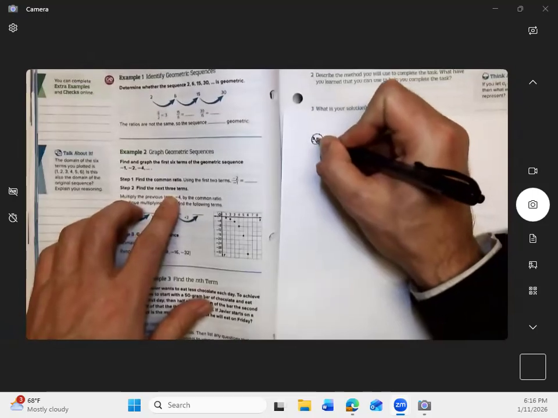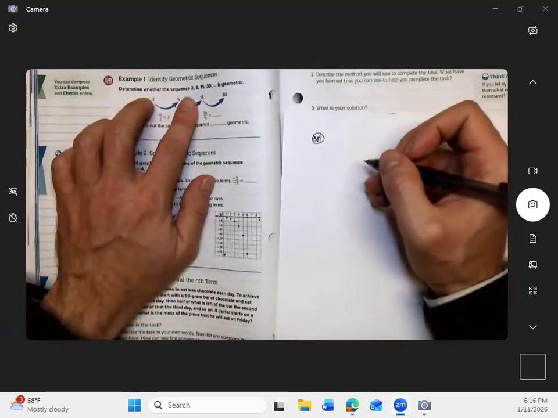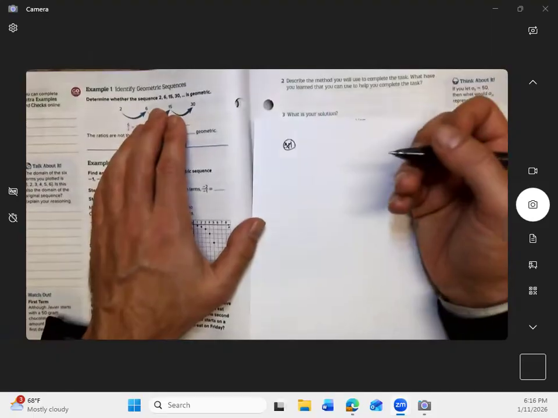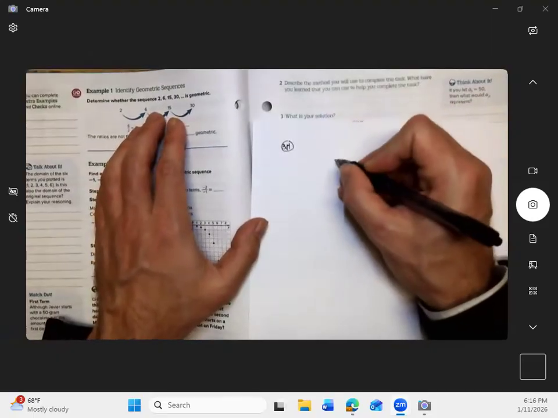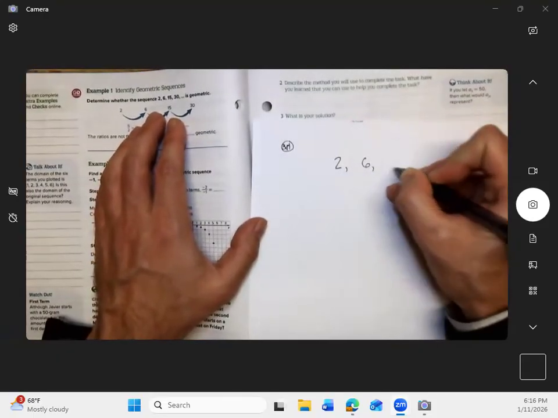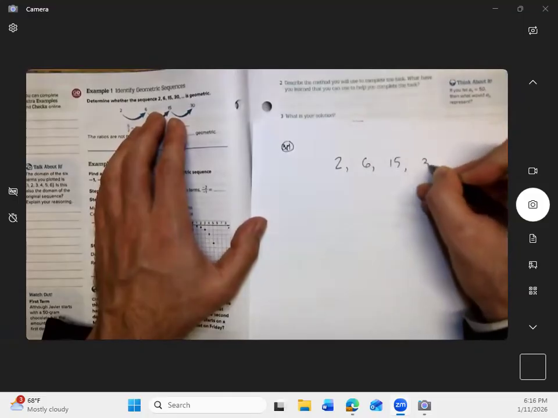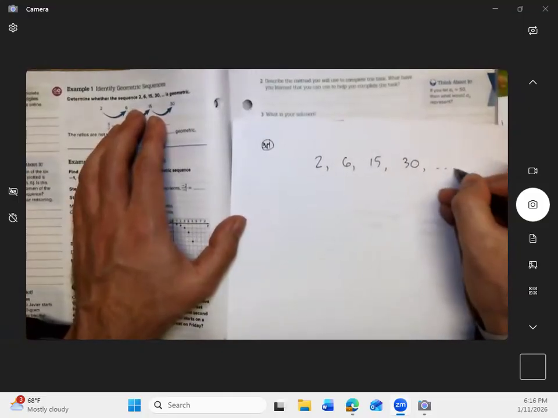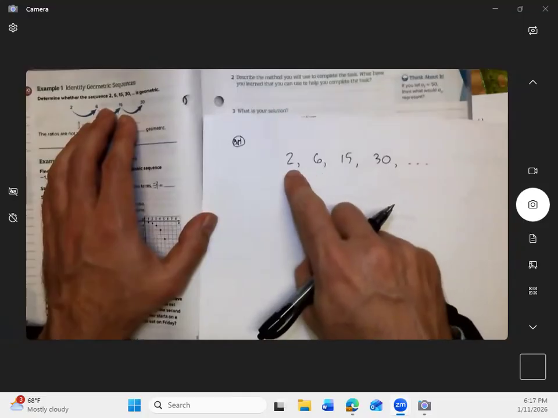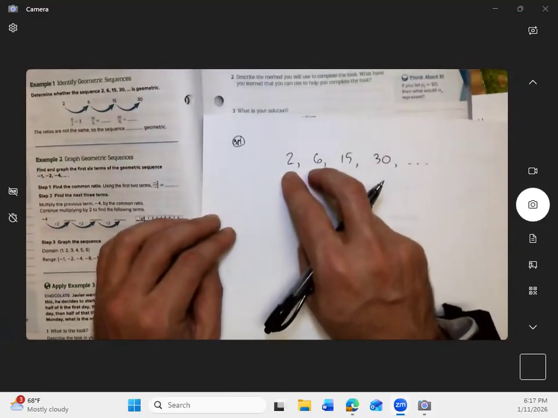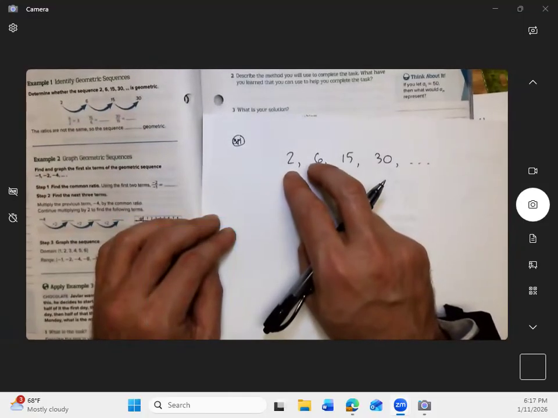Determine whether the sequence is arithmetic or geometric. So let's write these numbers down. So we got 2, we got a 6, we got a 15, we got a 30, dot, dot, dot. Okay. So what's the pattern here? Now, if I thought it was arithmetic, I'd say, okay, well, let's see, 2 plus 4 is 6. Looks like I'm adding 4 maybe, right?